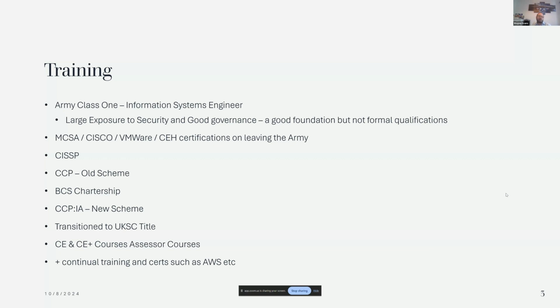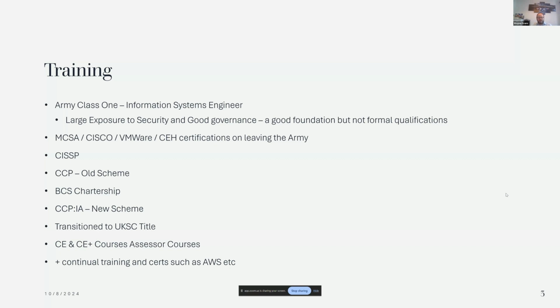I got my Cisco quals, a VMware qual, and my Certified Ethical Hacker, which was my very first cybersecurity qualification and exposure. Again, it was an okay qualification, a tour of the tools, and it got me interested. And then obviously I self-studied to get my CISSP. And then I certified under the old scheme as a CCP at practitioner level. That allowed me to go on to projects in IS Help, advising the customer, a government customer. I got my BCS chartership through that.